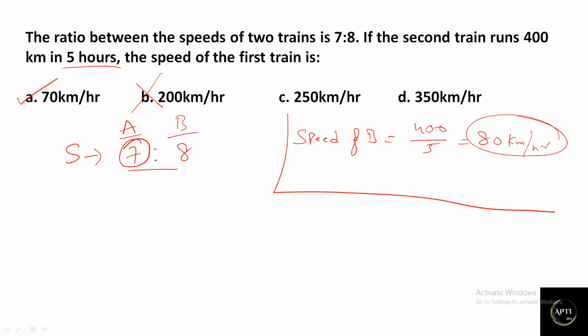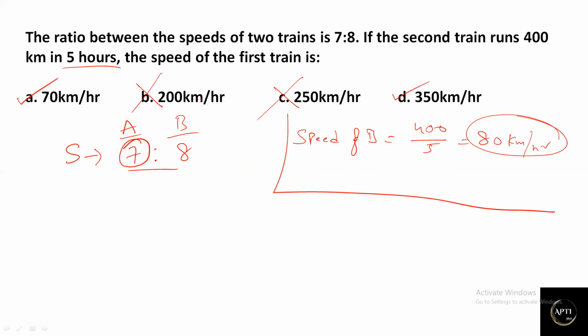Now option C, 250 is not a multiple of 7, and 350 is a multiple of 7. 7 times 5 is 35, right? So here two options are multiples of 7. So immediately, without using any pen and paper, within a fraction of seconds, how many options did I eliminate? Two options I eliminated. Now either my option is 70 or my option is 350.